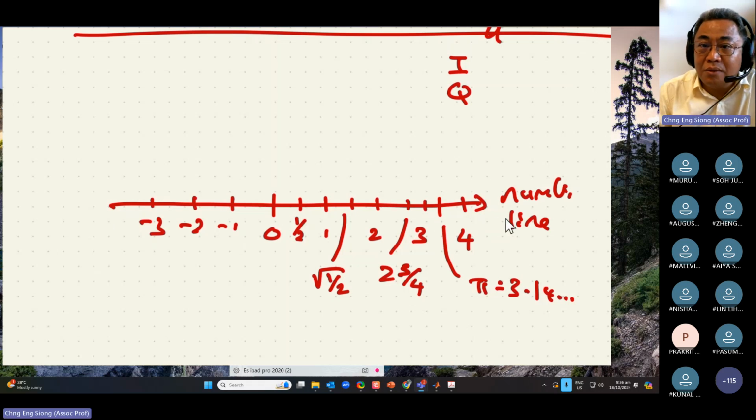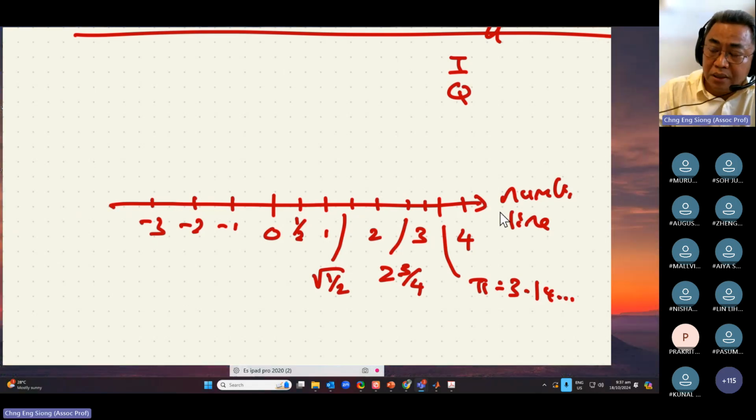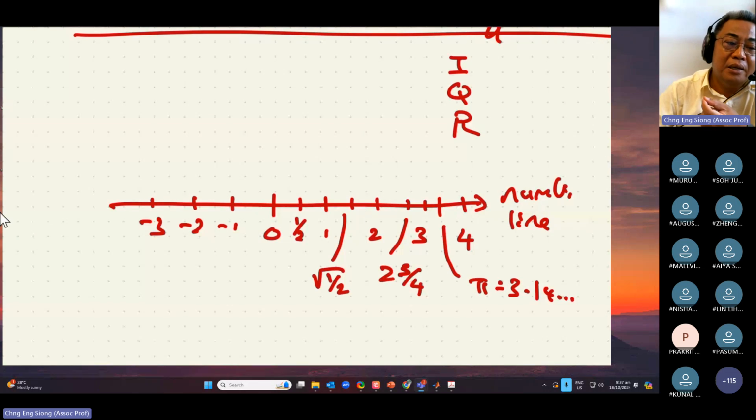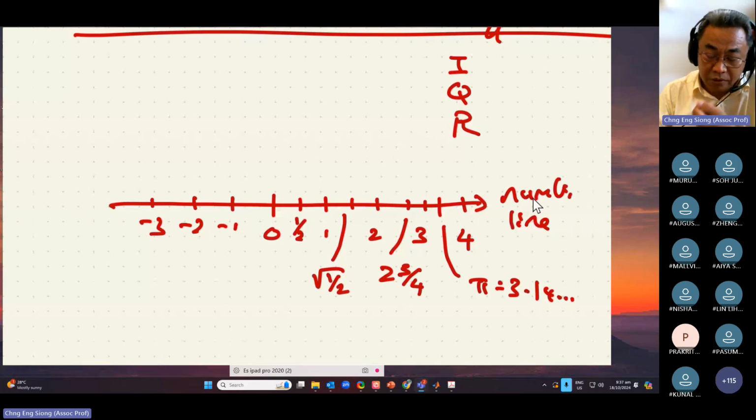So you realize that now, what is this set called? I and Q. After that, what do you think I will write? What is the next set of numbers? Real numbers. See? And the real numbers fully cover the line. There is no hole in this number line anymore. There's no gap in this number line. At any point, there's a number. There's a real number. Okay? The real numbers encompass everything on this red line. It's called the real number line.